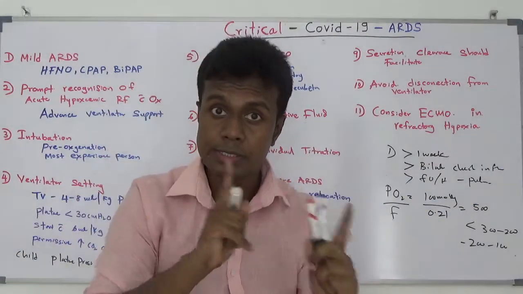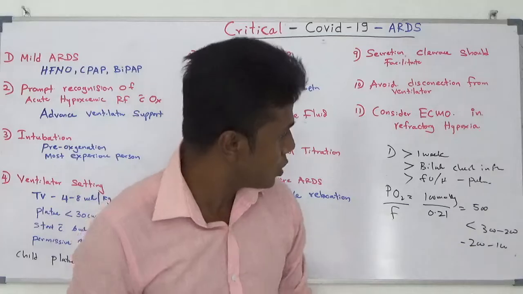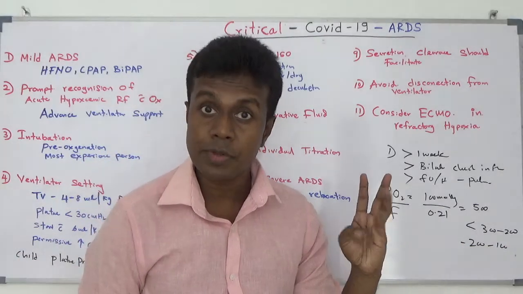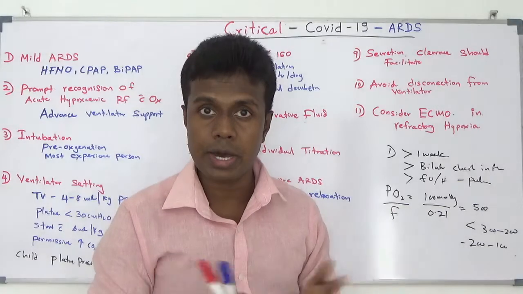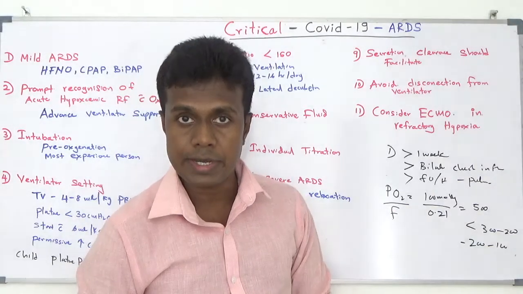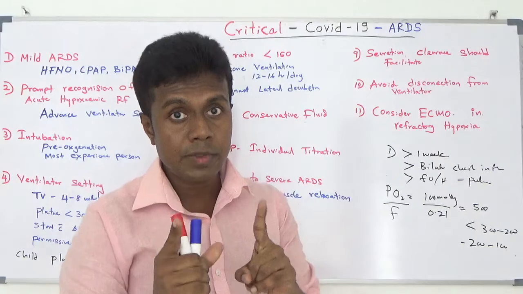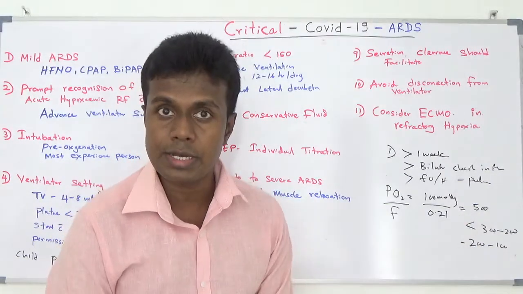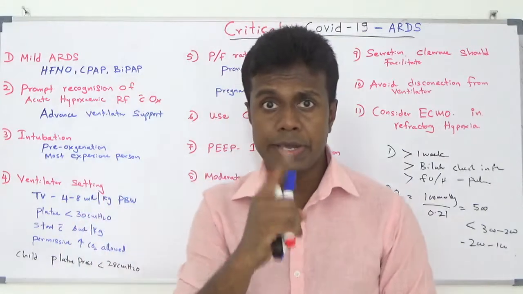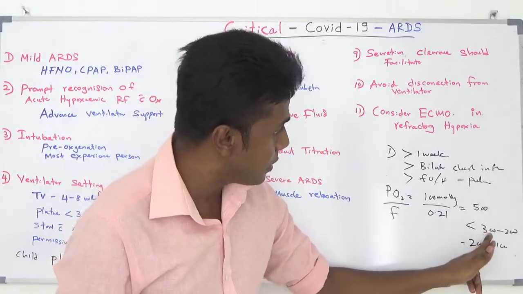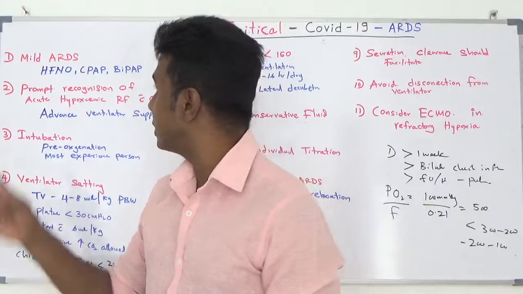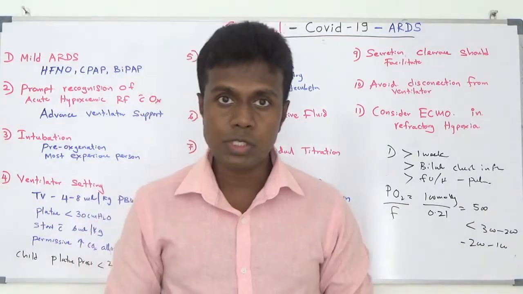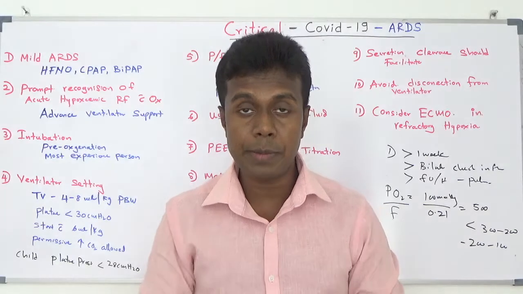If you want to categorize the severity, you can use the PF ratio. 300 to 200, mild ARDS. 200 to 100, moderate ARDS. Less than 100, severe ARDS. If you have found a patient with COVID-19 and ARDS, you have to assess the severity of the ARDS first. If your patient has mild ARDS, that means a PF ratio between 300 and 200, you can consider high flow nasal oxygen, or you can consider non-invasive ventilation like CPAP and BiPAP.